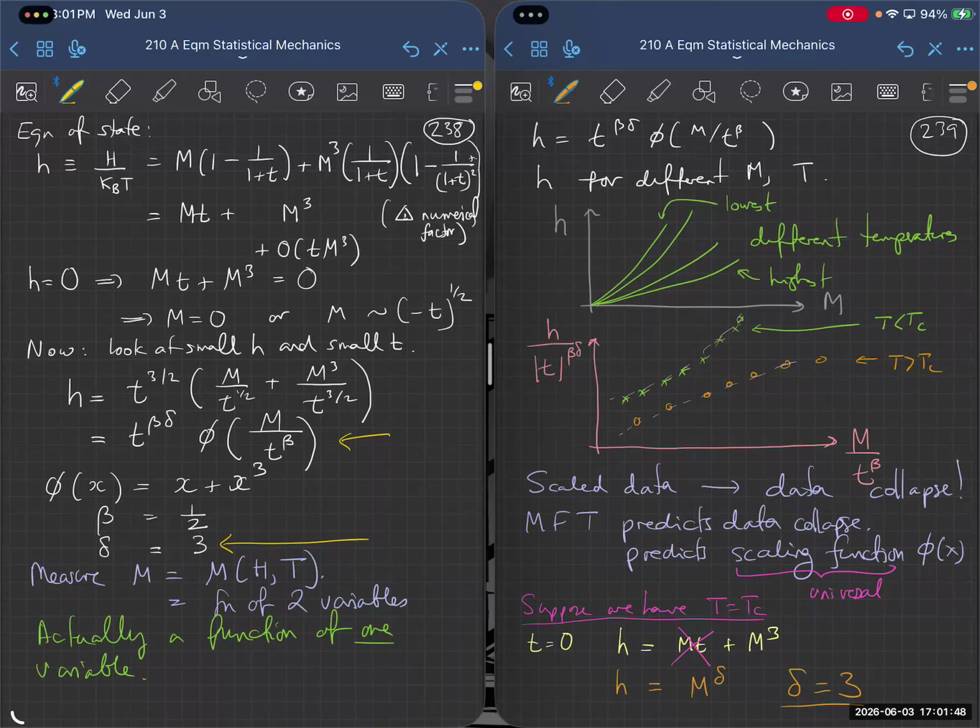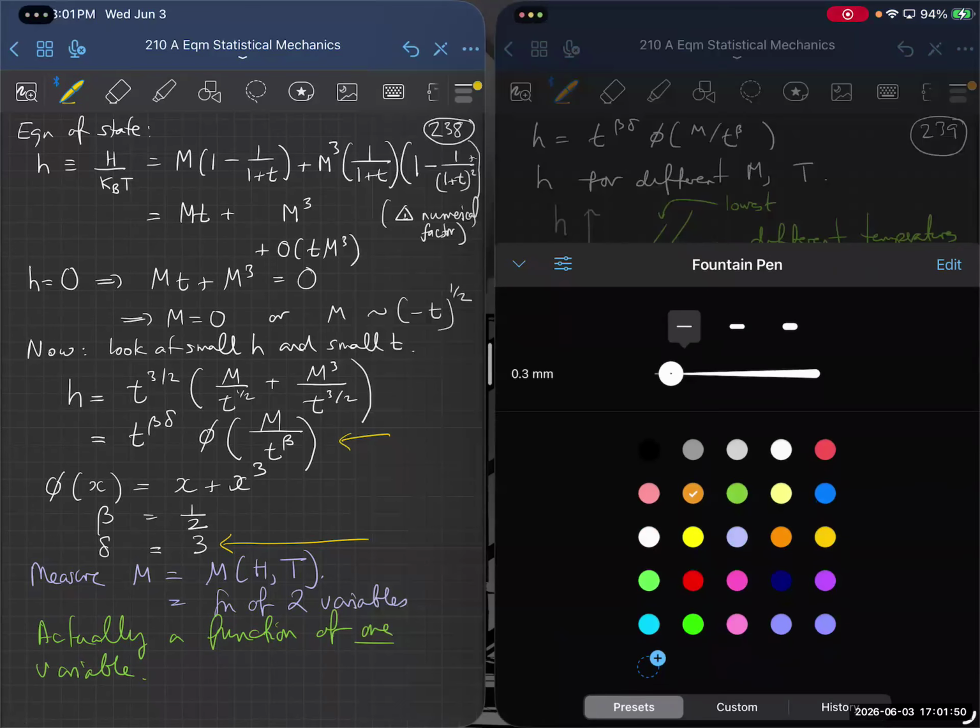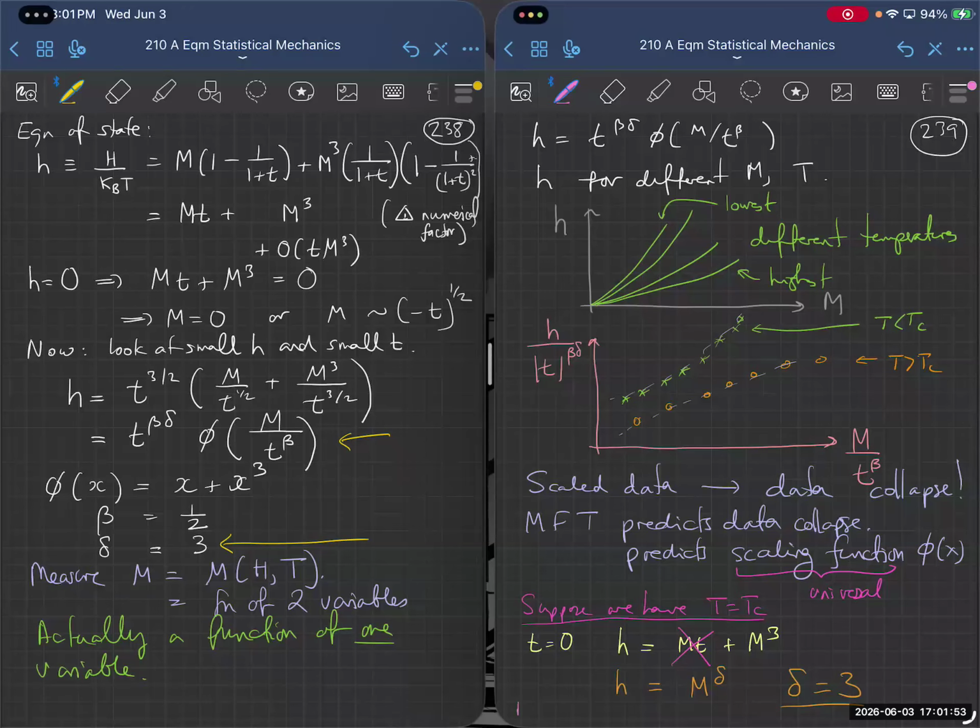And this h going as m cubed, this is the breakdown of linear response theory at the transition. Yep, because m goes like h to the power 1/3 rather than m going as proportional to h as it would do if it was Curie's law. And so that's what we mean by the breakdown.